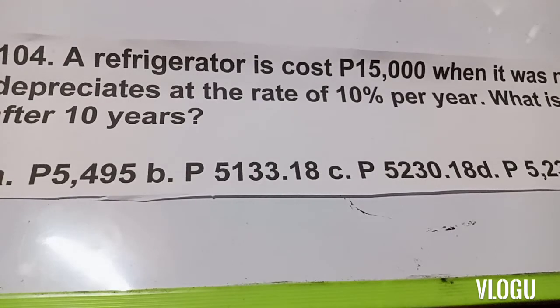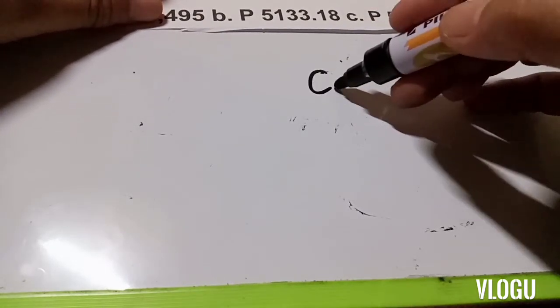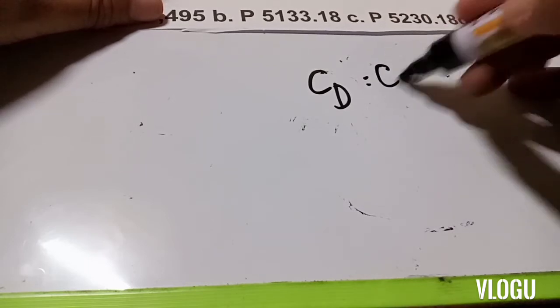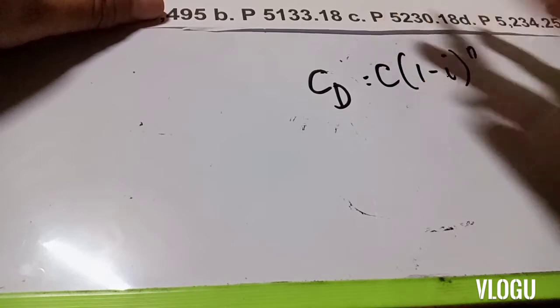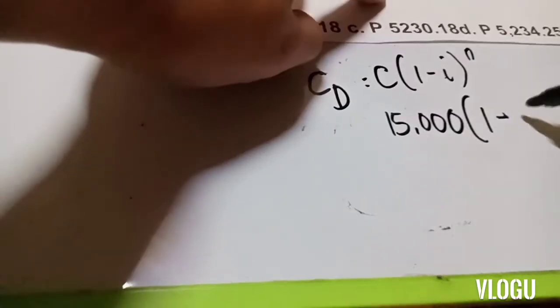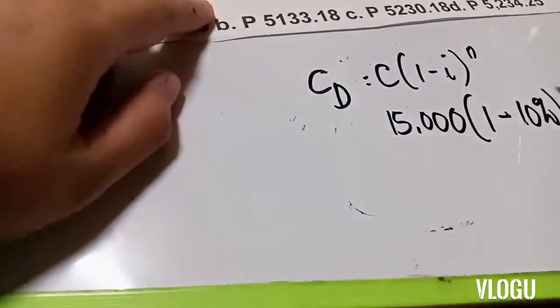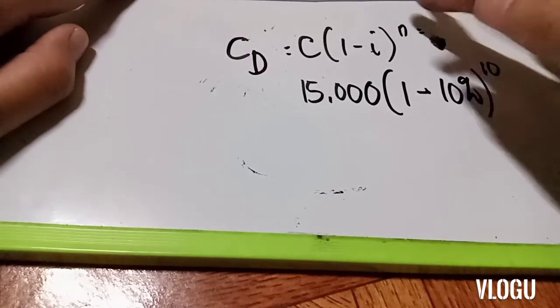So this is what you call depreciation. When we speak about depreciation, whenever we talk about technology, a car, a refrigerator, or appliances, it loses value year by year because it is already used. So we have the formula for depreciation: the cost times 1 minus the rate, raised to n. The cost value is 15,000, and then 1 minus 10% per year, raised to n, where n is 10 years. Take note, n is the number of years.